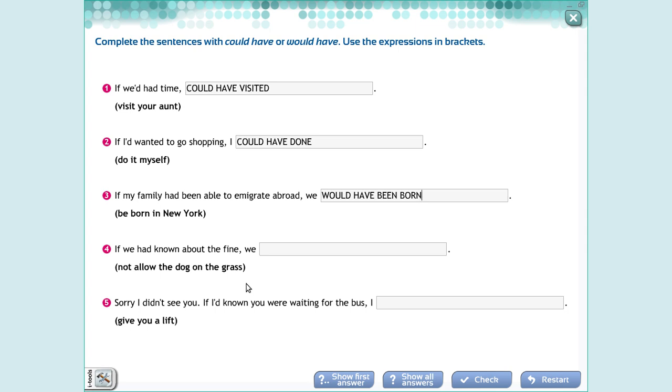Great. If we had known about the fine, we não teríamos permitido o cachorro. We wouldn't have allowed the dog on the grass. And number 5, sorry, I didn't see you. If I had known you were waiting for the bus, I teria te dado uma carona. I would have given you a lift, a ride. That's it.